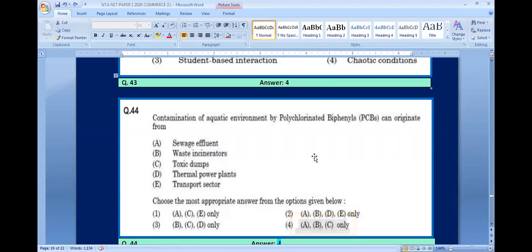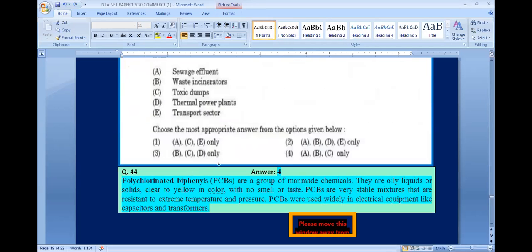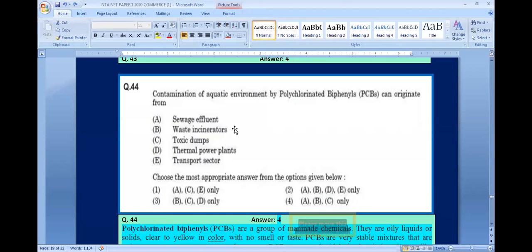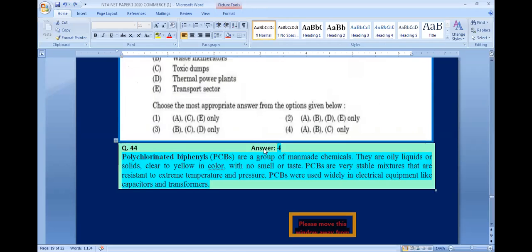Contamination of aquatic environment by polychlorinated biphenyl can originate from dash. So these polychlorinated biphenyls are a group of man-made chemicals. They are oily, liquid or solid, clear to yellow in color with no smell or taste. So they are coming from sewage effluent, water incinerators, toxic dumps. That's it. A, B, C.